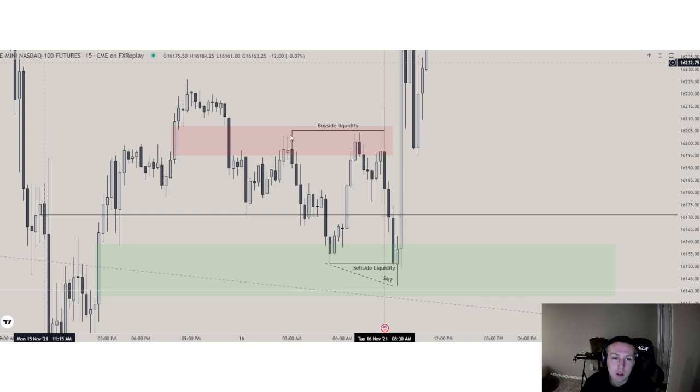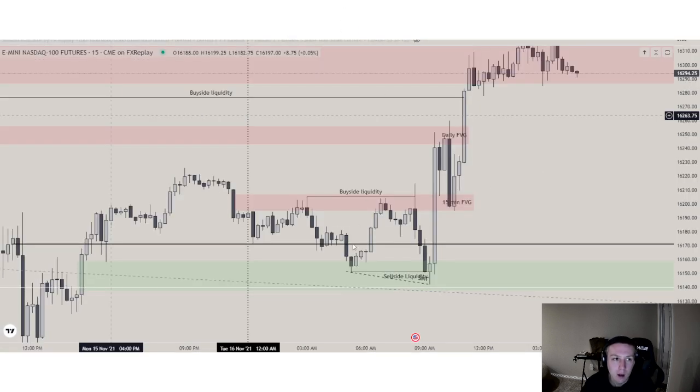We come back up, generate buy side, then we come back down, generate sell side. Then we come back up, and then we end up forming a sort of market maker model here. 15-minute IRL to ERL, very nicely there. We end up taking buy side here, and then end up coming back down to sell side here, and then forming that SMT, and then market open just rallies. All right, and here is the other 15.